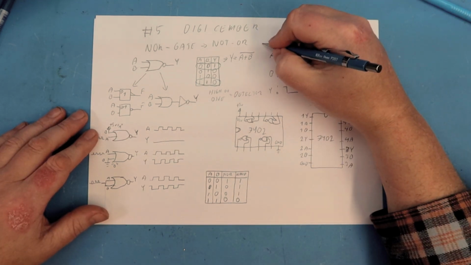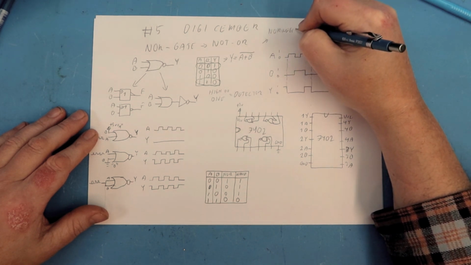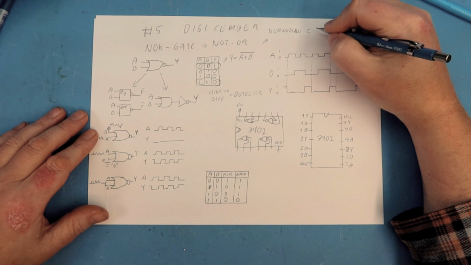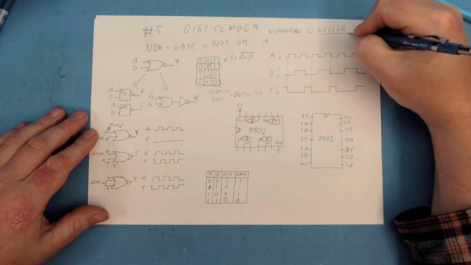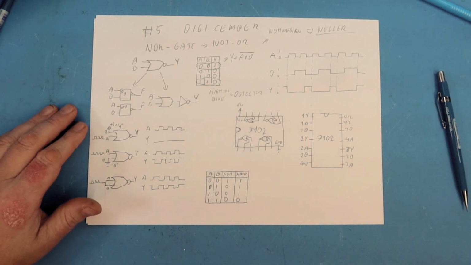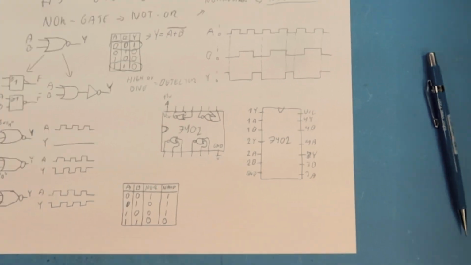And I can mention one more thing. In Norwegian, they always have to name things in Norwegian, and this gate is called something stupid as Neller, not Eller gate. So this is a Neller gate. So that's all you wanted to know about the NOR gate.